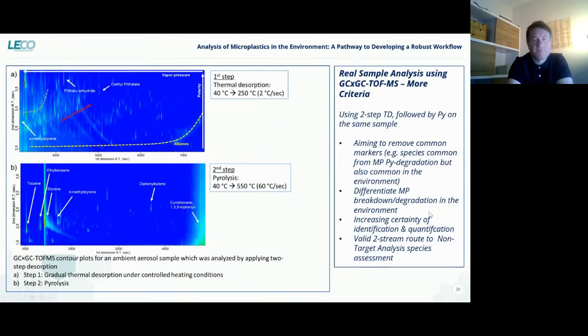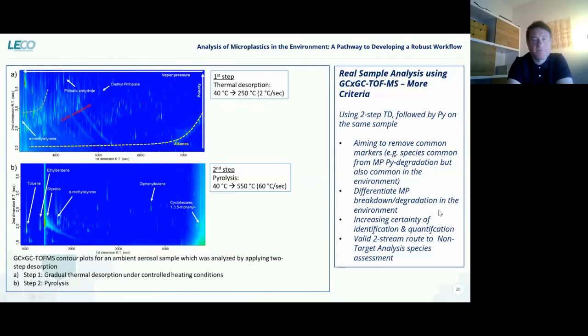Okay, other considerations, and I think this is important as well. So we need to understand what is from the microplastic, what's a microplastic marker, and what is actually from the environment that the microplastics were found or sampled from. So a two-step approach is important here. So thermal desorption in the first step can, of course, remove, let's call them free chemicals, some of which may be markers for microplastics, but also prevalent from other sources. So it's important to carry out this step.